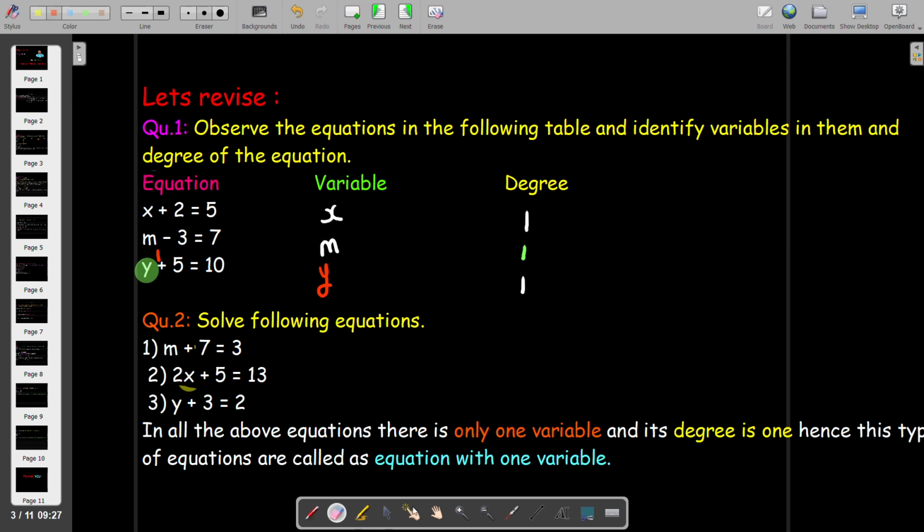Are you clear on this? What do you observe from these equations? That means in these equations there is only one variable and its degree is 1. Hence these types of equations are called equations in one variable. Remember this. If in the equation there is only one variable and its degree is 1, then we say that such types of equations are called equations with one variable.